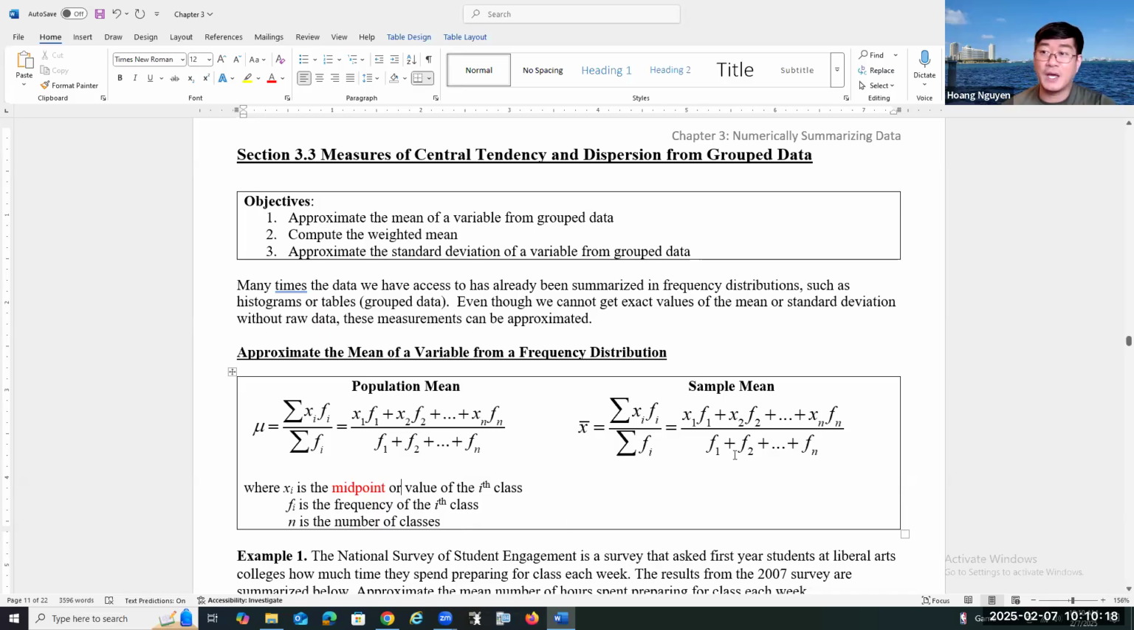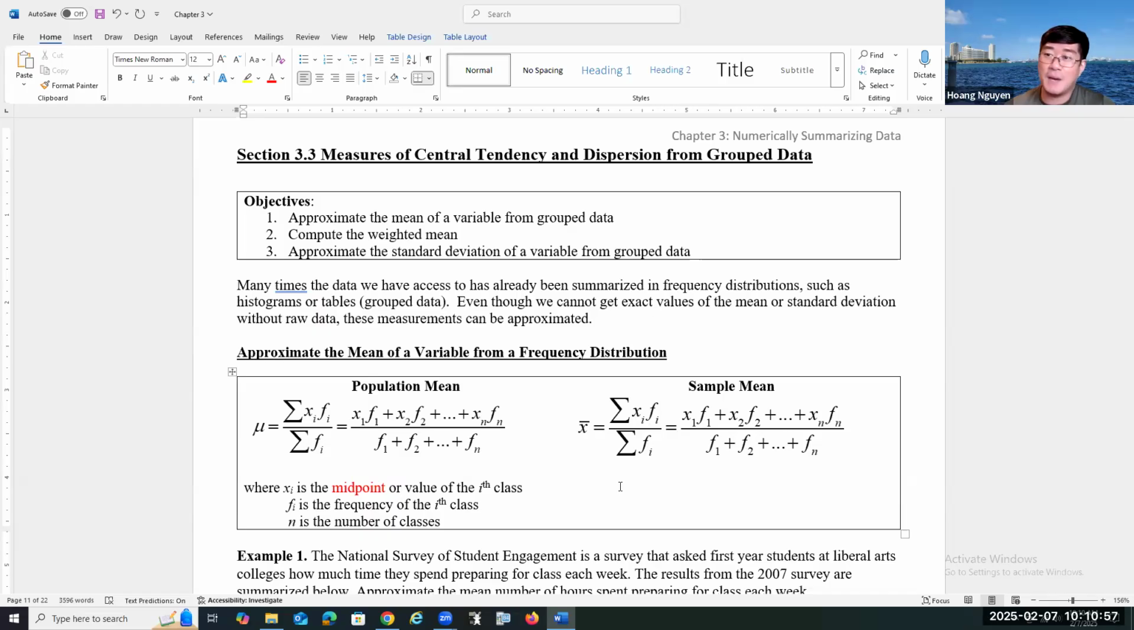We're going to do a similar idea for the sample mean. The sample mean x bar is equal to the summation of xi times fi divided by the summation of fi. So we do x1 times f1 plus x2 times f2 plus x3 times f3, and so on for the rest of the table. We divide that total by the sum of f1, f2, f3, f4, and fn. Once again, xi is the midpoint for the class, and fi is the frequency for the class. That's the formula to calculate the mean from grouped data.